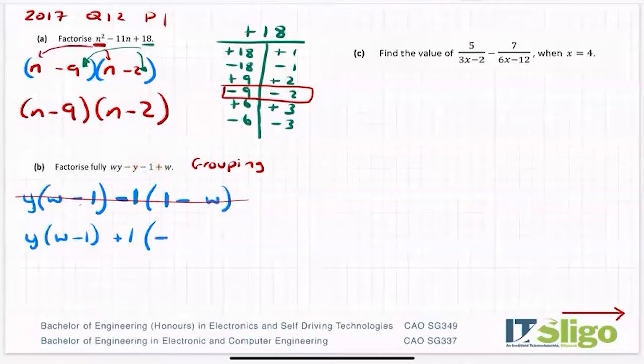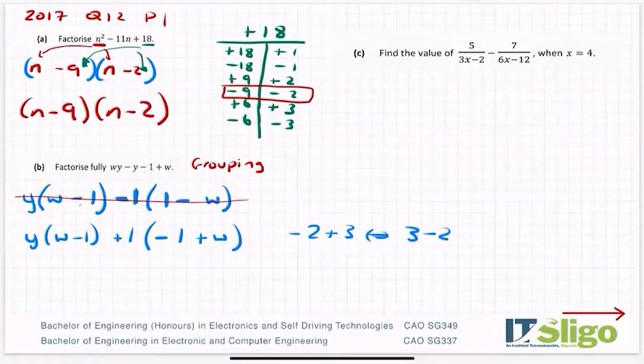Well, I need to multiply it by minus 1. Okay, I have plus 1 taken outside. What do I need to multiply it by to give me w? Well, plus w. Okay, and now look at it. I have my plus w, I have my minus 1, all's good. And it doesn't matter that they're written in the opposite order. It doesn't matter at all because minus 2 plus 3 is the exact same as 3 minus 2.